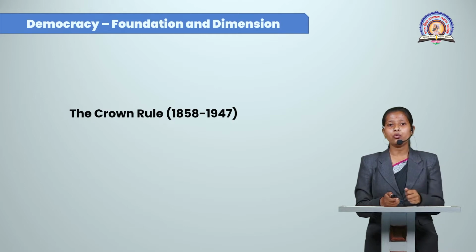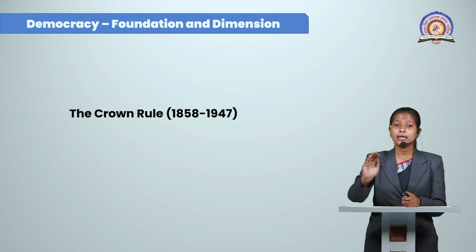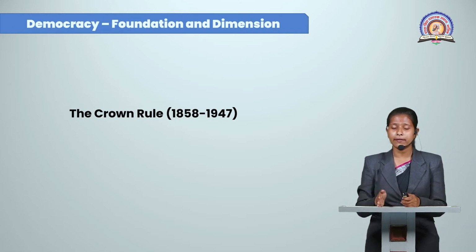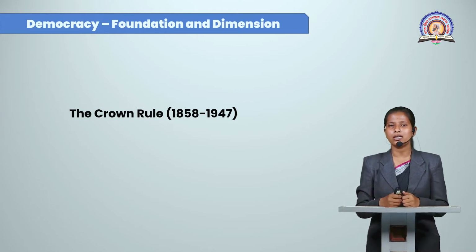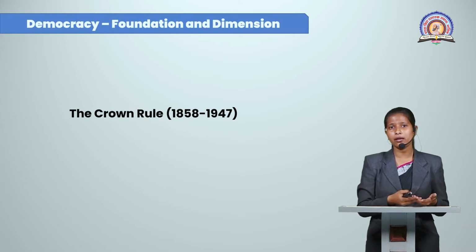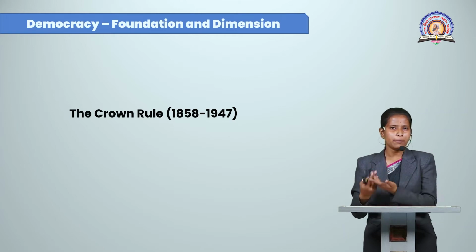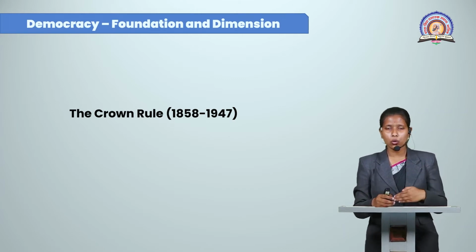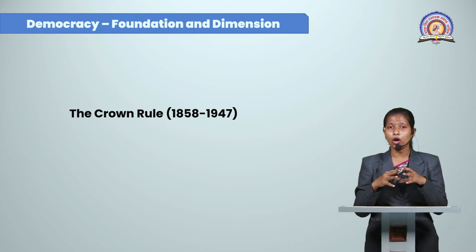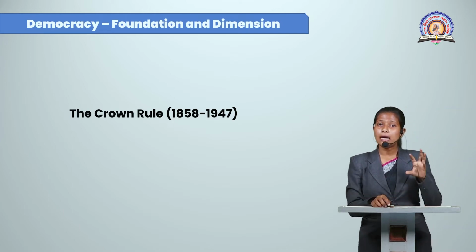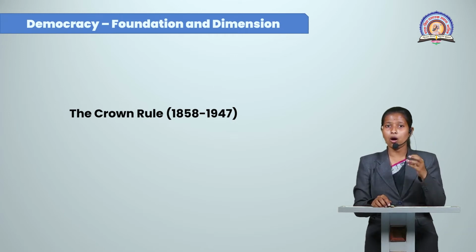So now the Crown rule began. Why? This era, 1858 to 1947, was called the Crown rule. The East India Company was ruling over us and acting against us in religious, farming and administrative matters. On the religious side, soldiers from India went to the border and fought, but they were given cartridges greased with the fat of cows and pigs, which was opposed to our religion. This was the first very important reason for the first war of independence, which happened in 1857.